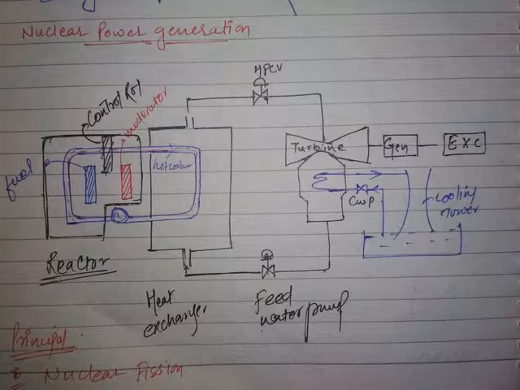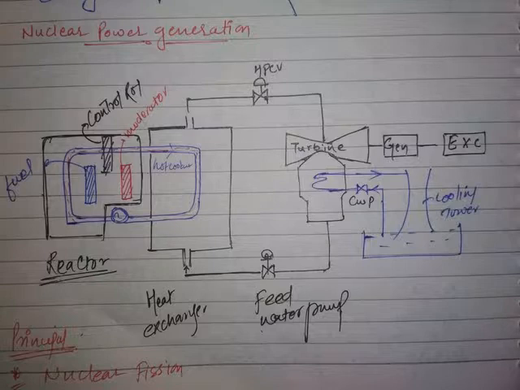This process is similar to what you have studied already in the thermal plant. The turbine will rotate; basically there can be multiple turbines also. After work is done by the steam inside the turbine, the steam is converted into water inside a condenser. For the condensing process we are using circulating water, and this water is cooled by using what? Okay, right.